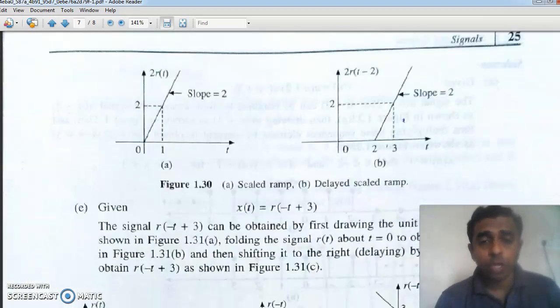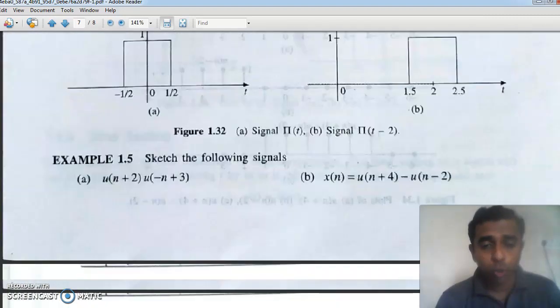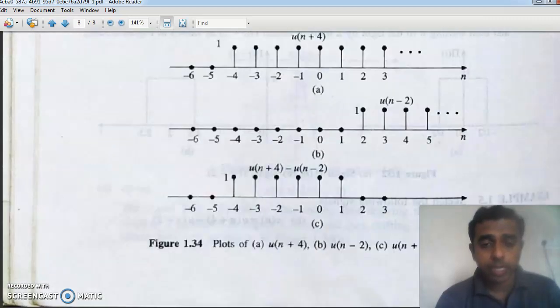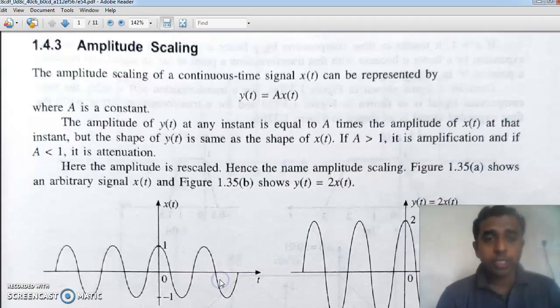Now I'll just move on to the next operation. The next operation is scaling. We have two types of scaling. One is amplitude scaling and the other is time scaling. We'll first see what is amplitude scaling.